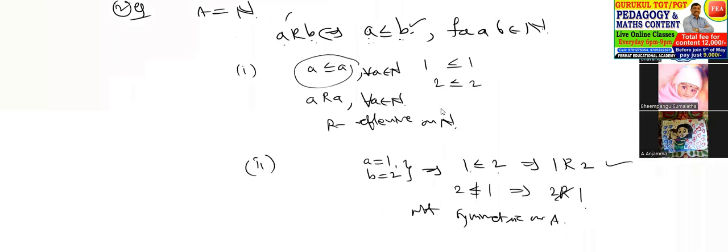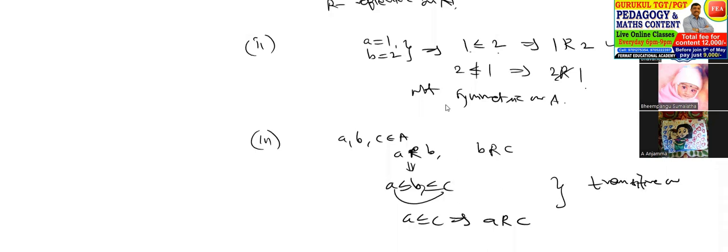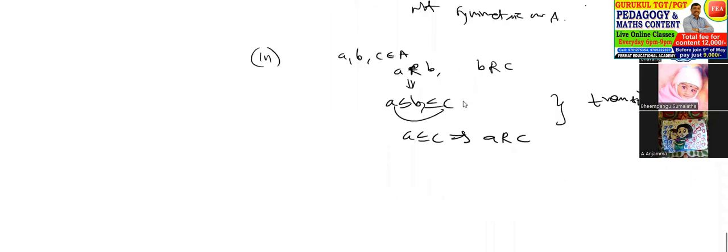Question: is it transitive? Yes, sir. Give me 3 elements. If A is related to B and B is related to C, A is related to B means what? A is less than or equal to B. B related to C means B is less than or equal to C. Therefore, A must be less than or equal to C. Therefore, A must be related to C. Right? So therefore, it is transitive.